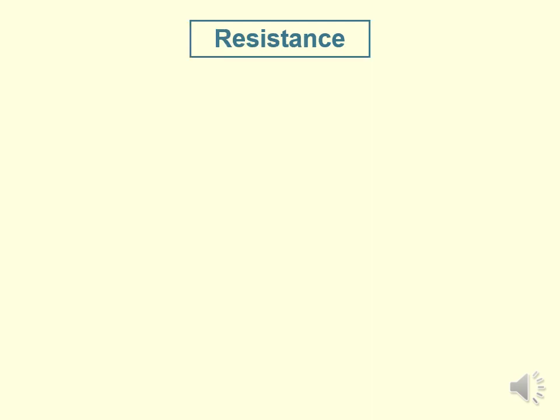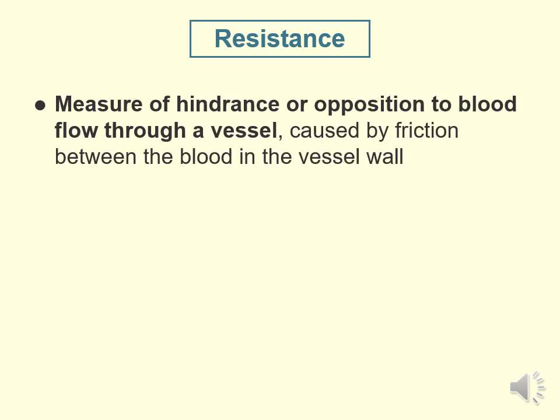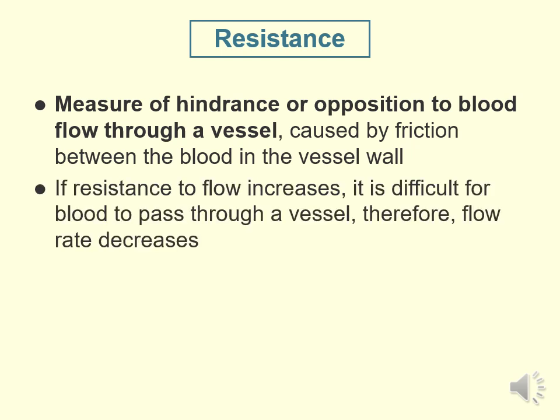In the equation we saw a few slides back, the 3 terms were flow, pressure gradient, and resistance. Resistance is a measure of the hindrance or opposition to blood flowing through a blood vessel or any kind of tubular structure, and it's caused by the friction between the blood or the fluid substance in the tube and the wall of the vessel itself. That is the definition of resistance: the hindrance or opposition to fluid moving through a vessel.